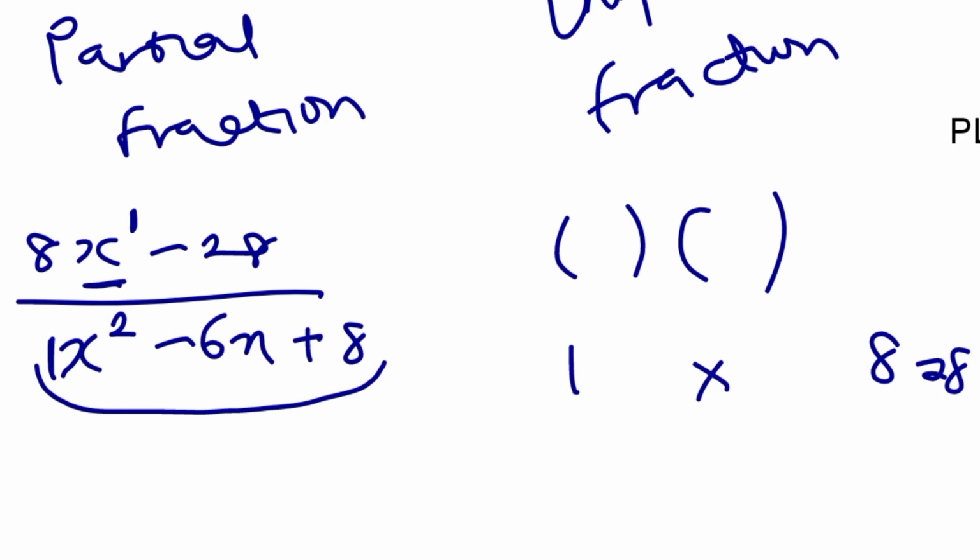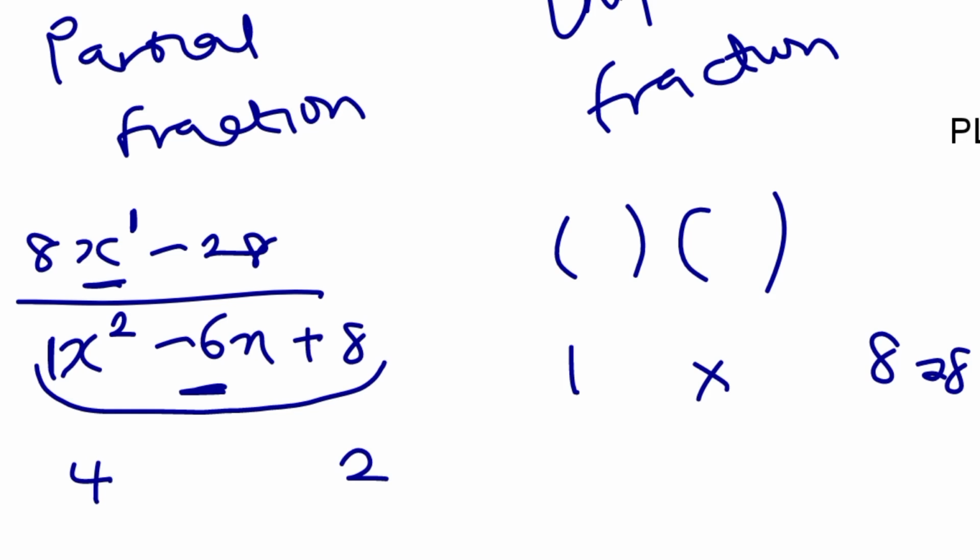So now, what is the value that when we multiply together is going to give us 8, and when we add or subtract is going to give us -6? For me, I'm thinking of 4 and 2, right? So we write down 4 and 2.